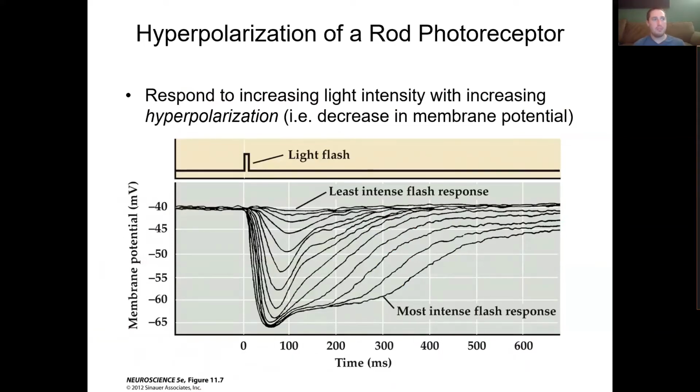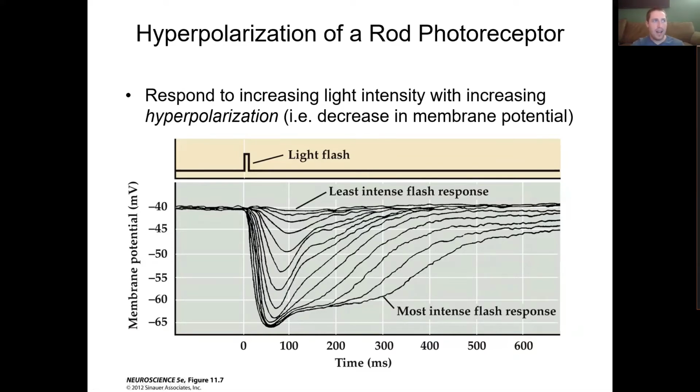And so this is what the response looks like in a rod photoreceptor to a flash of light. So you have a flash of light and they're doing various intensities of light, and we are looking at the membrane potential of the rod. And with a dim flash of light, you see a small hyperpolarization. And with a bright flash of light, you see these very strong and long hyperpolarizations, it goes for about a half a second, or a little over half a second. And so these are the graded potentials we were talking about, where you can get a small response, a big response, or anything in between.